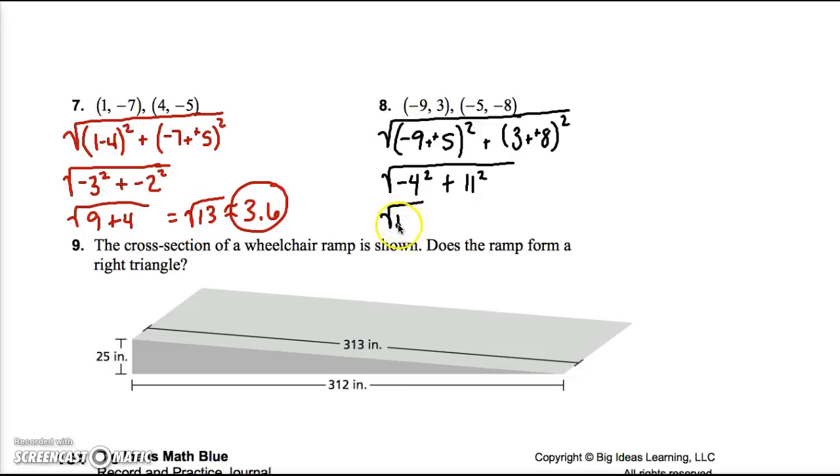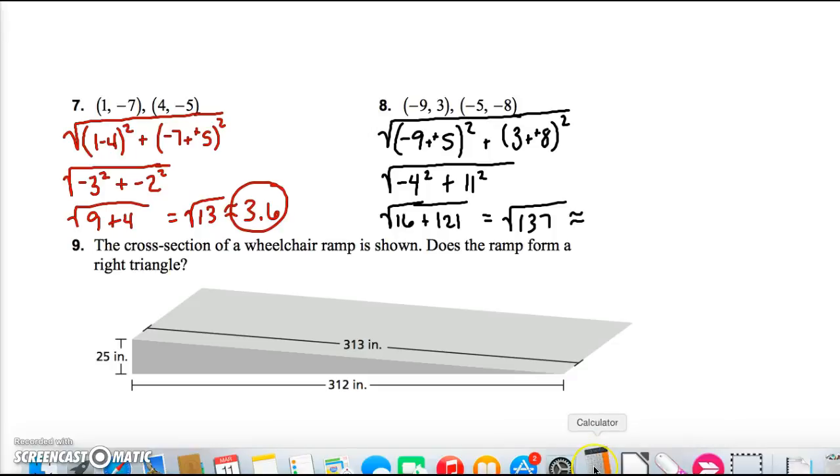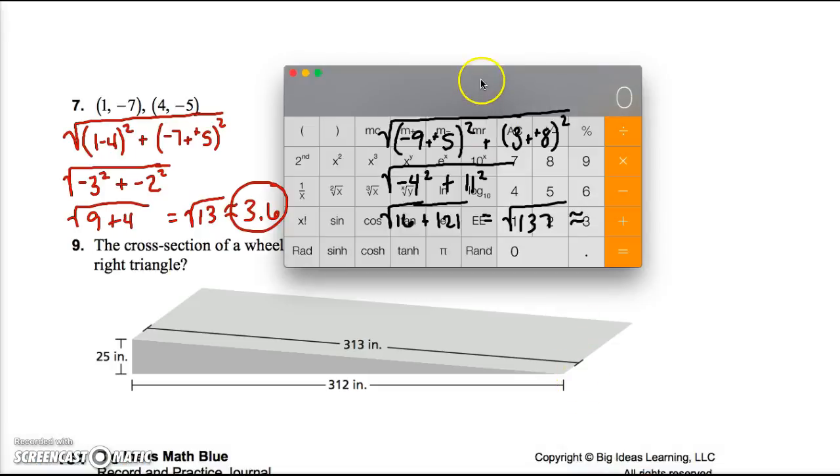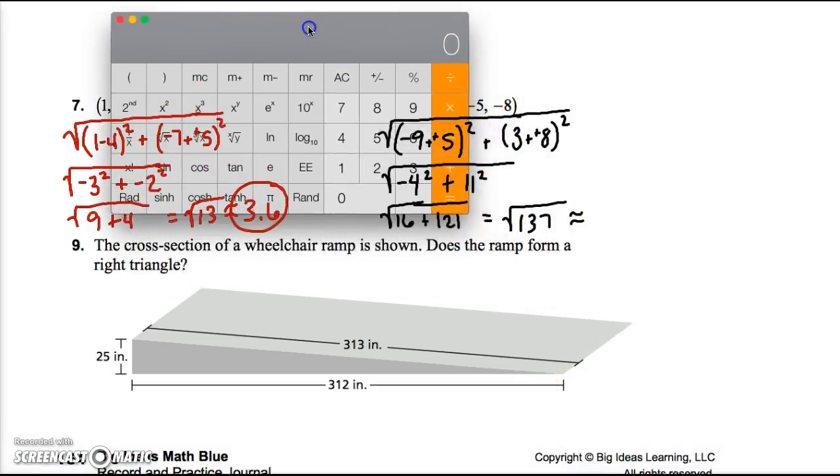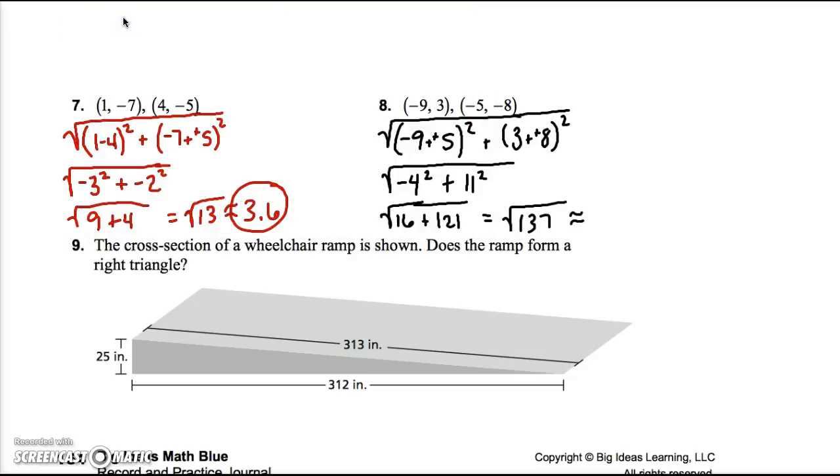Negative 4 squared is 16. 11 squared is 121, so when you add those together, you get 137. And then we'll pull up our calculator. 137, take the square root of that. Looks like about 11.7 for the distance of that.